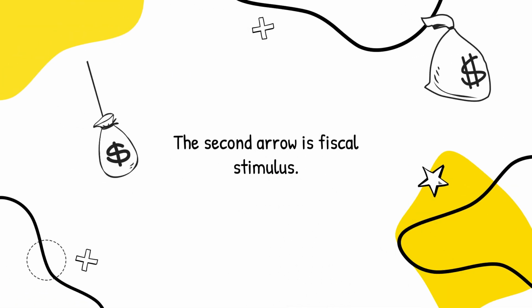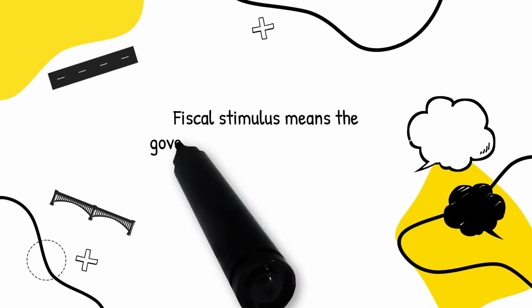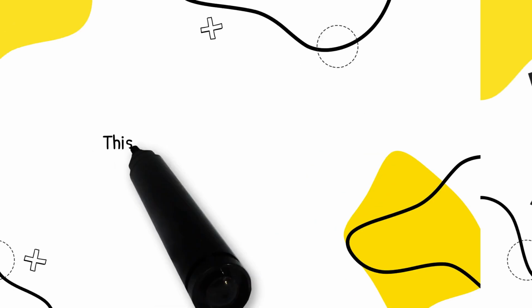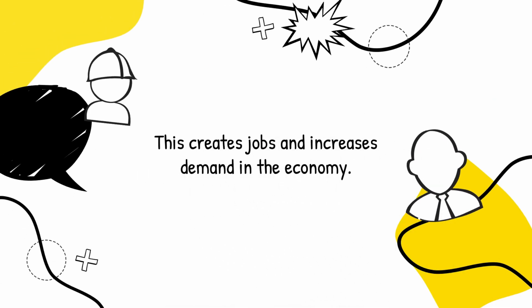The second arrow is fiscal stimulus. Fiscal stimulus means the government spends more money on projects like roads, bridges, and public services. This creates jobs and increases demand in the economy.